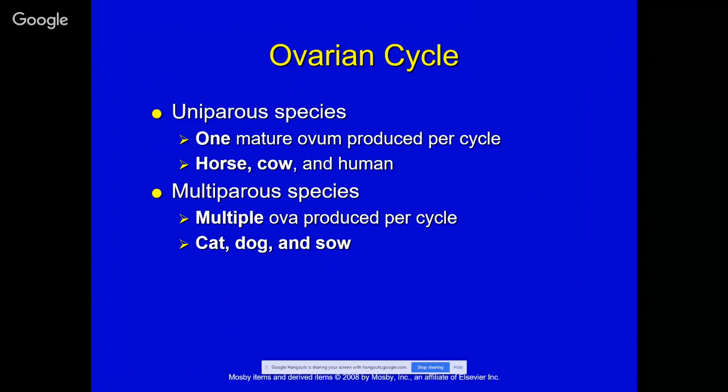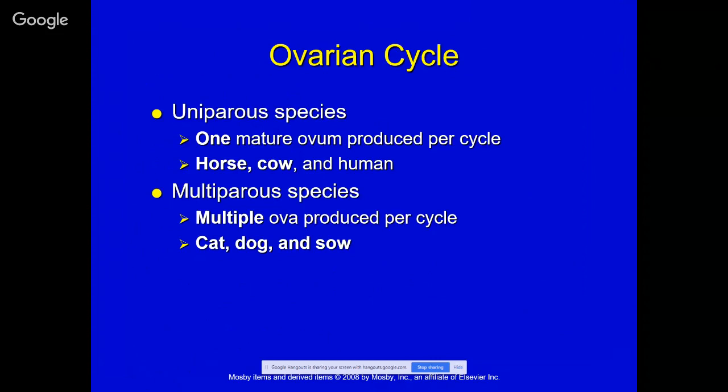So in the ovarian cycle, within a uniparous species, one mature ovum is produced per cycle. This is the horse, the cow, and the human, unless we have twins or triplets being born. And then we'll have usually more than one ovum produced per cycle. With horses, twins are not desirable because often one of the twins will be much smaller and much weaker, and they will actually cause problems with the other twin, and we typically don't get twin births. It's very unusual to get twin births in horses.